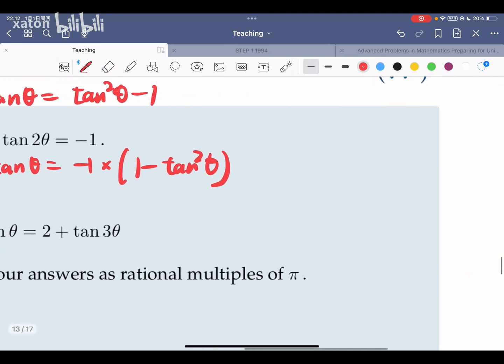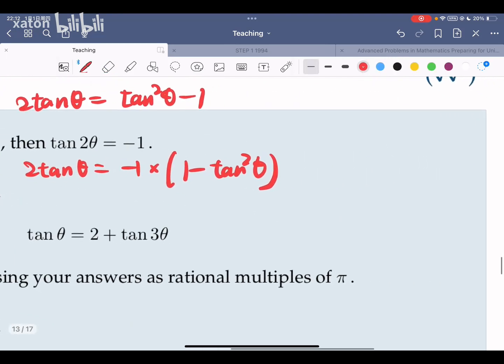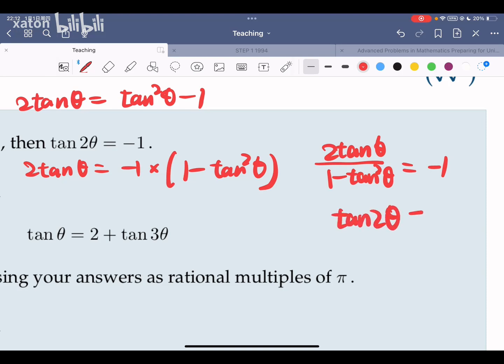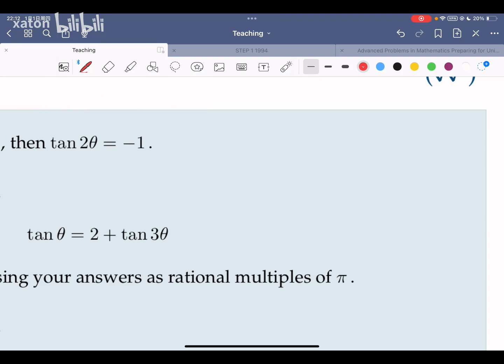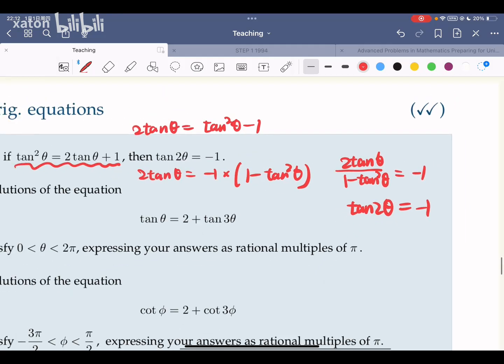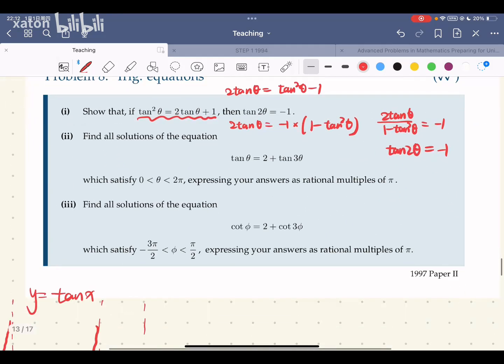And this just directly gives us 2 tangent theta over 1 minus tangent squared theta equals minus 1. The left hand side is exactly tangent 2 theta, which we talked about in our review. So yes, question 1 is super easy. Let's look at question 2.